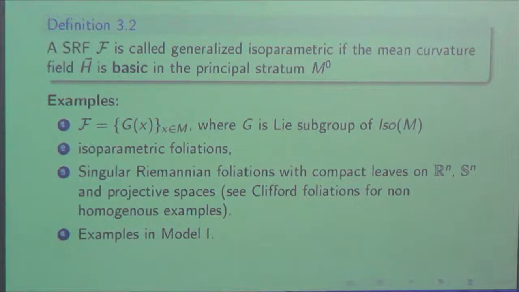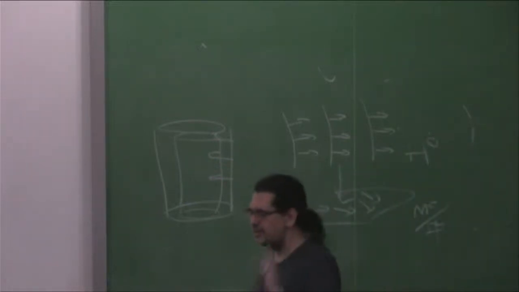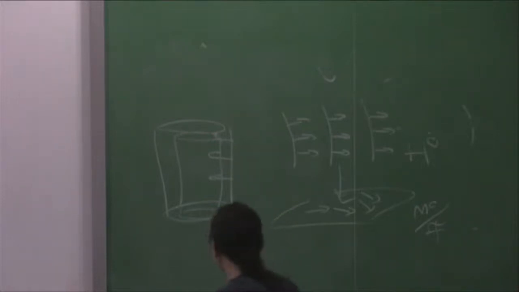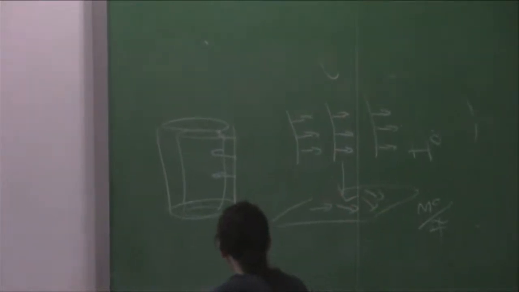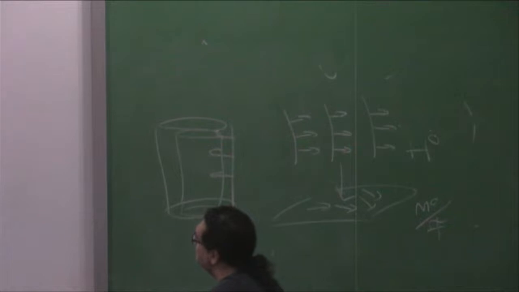And this could induce here also vector fields. If you just consider the regular part, assume that the leaves are closed. If you consider the regular stratum, or principal stratum, then you have vector fields in an orbifold, or if it is principal, vector fields in a manifold. So this is a natural example to consider the so-called generalized isoparametric foliation.